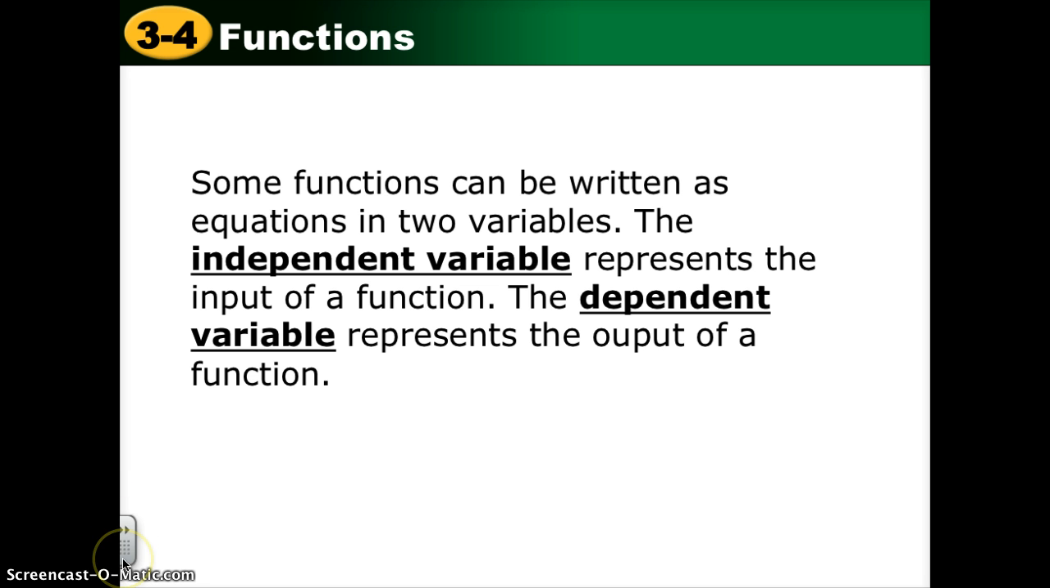Some functions can be written as equations in two variables. The independent variable represents the input of a function. The dependent variable represents the output of a function. Input, output. Excuse me, we're missing a T there. Let's put that in. In the terms that we're used to, independent variable would be your x value. Most of the time when we're working with functions, we say, what would x be? Let's let x be something. And our dependent variable would be our y value, because y is usually the answer, the solution, which depends on what you choose for x. So we have independent, dependent, input, output.